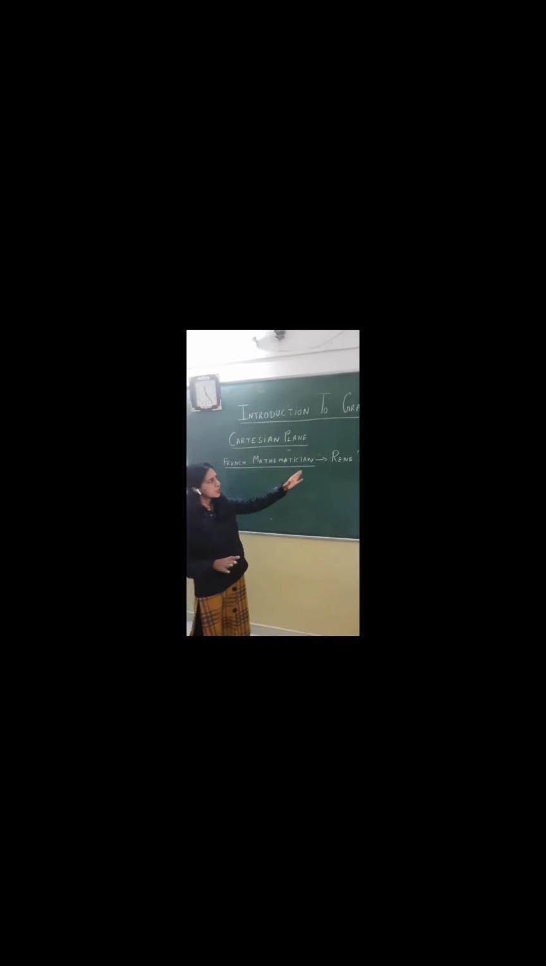And this was derived by the French mathematician named René Descartes. He defined the term plane, and after his name, the plane was named the Cartesian plane. So we call it the Cartesian plane. Now, again I am repeating the definition of the plane. Plane is a flat surface which is extended indefinitely in all four directions.